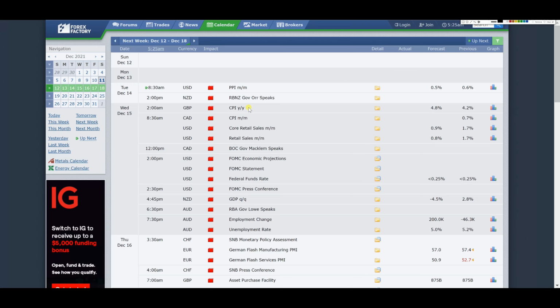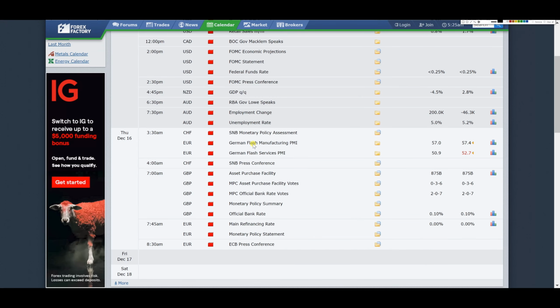You see that we have CPI data coming out on Wednesday from both the British and Canadian axis, right around here, and then we have the retail sales data coming from the United States axis. And then we have the interest rate decisions from the United States axis, okay, FOMC press conference and all that good stuff. Same on Wednesday, we also have employment and unemployment data coming from the Australian axis, GDP from the New Zealand axis, and then on Thursday we have interest rate decisions from the British axis, and also from the European axis. So it is a loaded agenda from a fundamental perspective.